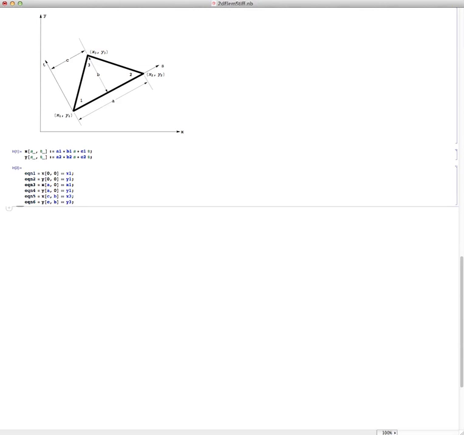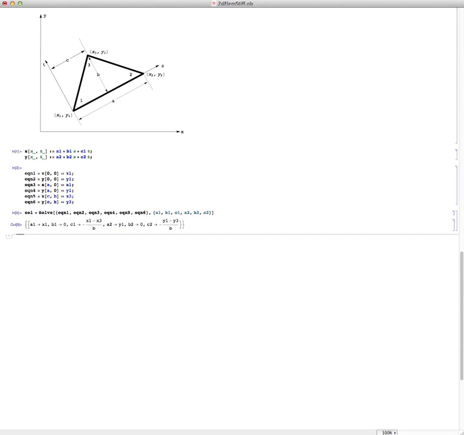Okay, so now we have 6 equations. We can solve them for the unknown constants. So we'll call the answer we get sol. So we're going to say solve equation 1, equation 2, equation 3, equation 4, equation 5, equation 6, for A1, B1, C1, A2, B2, C2. And so there's the solutions.